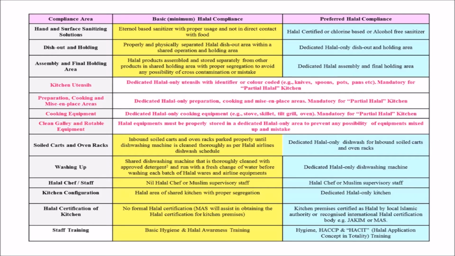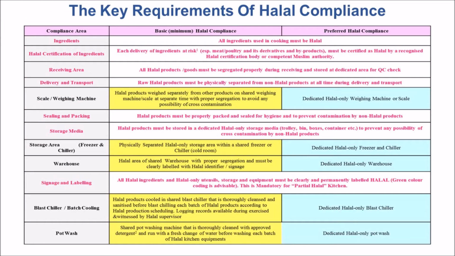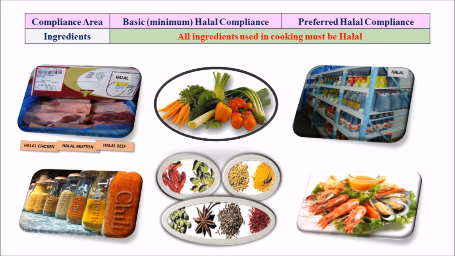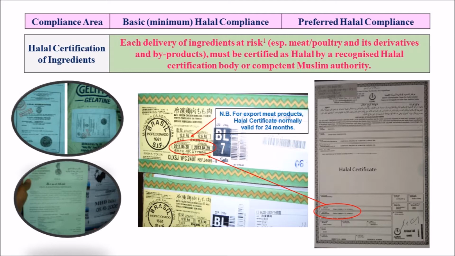So we divide them into two. We call it basic halal compliance. This is the minimum requirement in order to do halal business. And the other one is the maximum requirement, the preferred level, which we call preferred halal compliance. Under basic or minimum, we call it must have. Under preferred halal compliance, nice to have. If you have all of these under preferred halal compliance, good, you score extra points. We consider that excellent. But if you have basic or minimum, we call it you meet the standard.